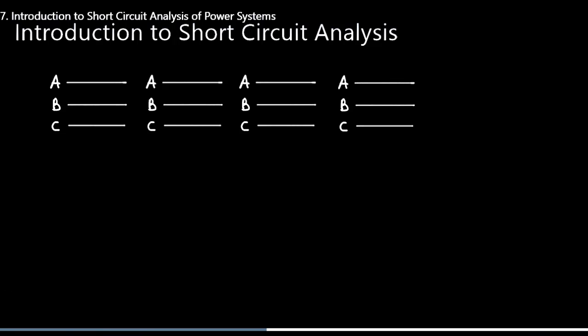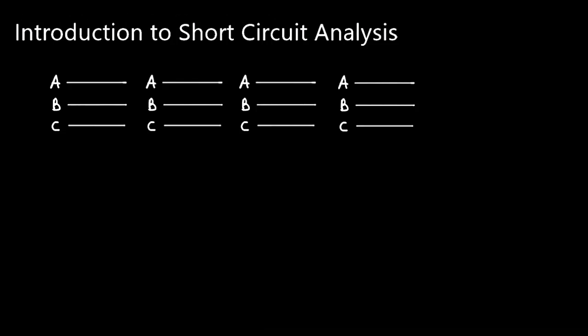In this lecture, we're going to be talking about short circuit analysis. In simple terms, a short circuit occurs when conductors are shorted between each other or to ground in a three-phase power system. Fault studies deal with calculating bus voltages and line currents during faults, and are very important since they will tell us how to set protection systems to detect faults.